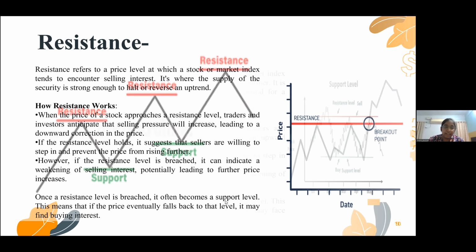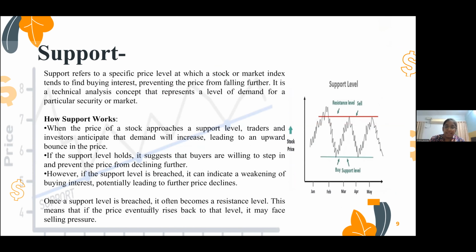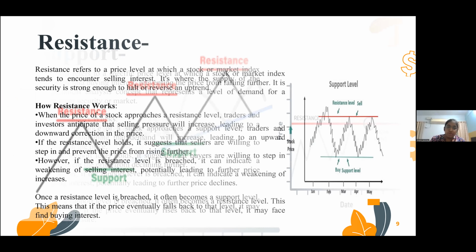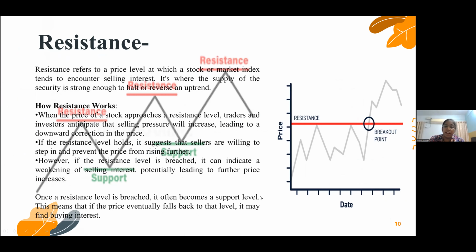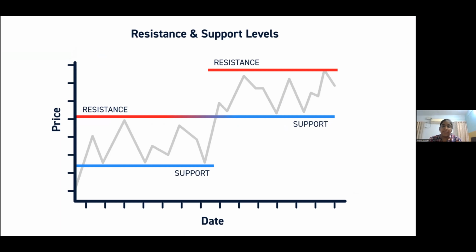In the previous slide, we got to know that once a support level is breached, it often becomes a resistance level. The same is true for the resistance level: once a resistance level is breached, it often becomes a support level. Let us understand both these statements with the help of the following graph. This is a graph where the y-axis represents the price and the x-axis represents the date. Here is the support line, here is the resistance line, and once the trend breaches the resistance line, it becomes a support line, and then we have a new resistance line.